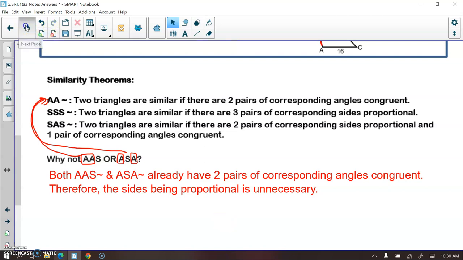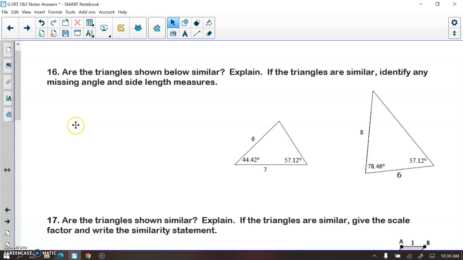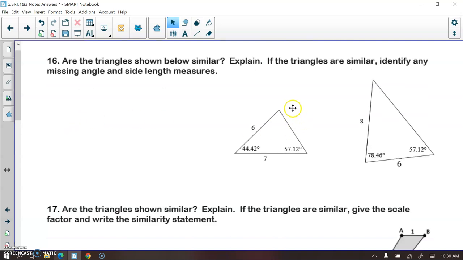All right, so in this level, we're just going to identify if triangles are similar by showing our work, looking at angle measures and all of that, and side lengths being proportional. So here, by the triangle sum theorem, if I do 180 minus this 44.42 minus this 57.1, I wind up with this top angle on the smaller triangle being 78.46 degrees.